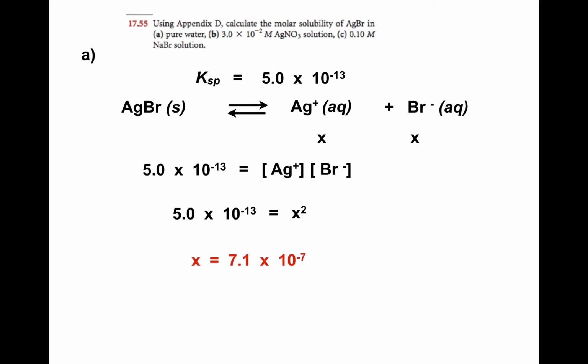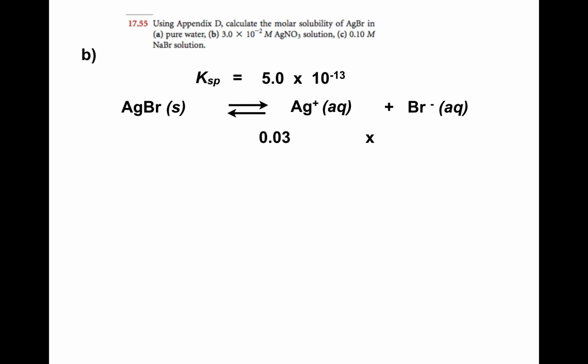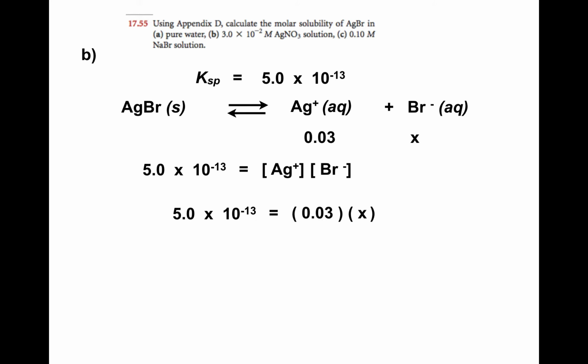B, in 3 times 10 to the minus 2 molar silver nitrate. So what we're introducing here is a common ion. Common ion is going to suppress the solubility of this ionic compound, right? It's going to shift it back towards the solid. So x is going to be smaller. So plug these concentrations into the law of mass action, right? The amount of silver you're making here is going to be inconsequential. So just take the concentration that you're given of silver, plug it in, and solve for x. The bromide ion concentration will represent the molar solubility of the solid.